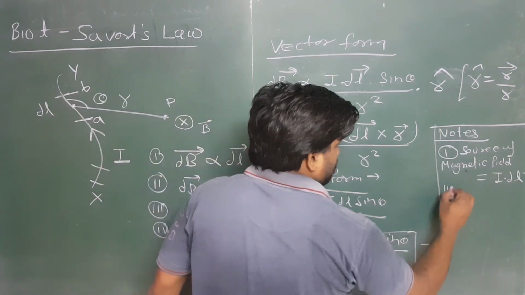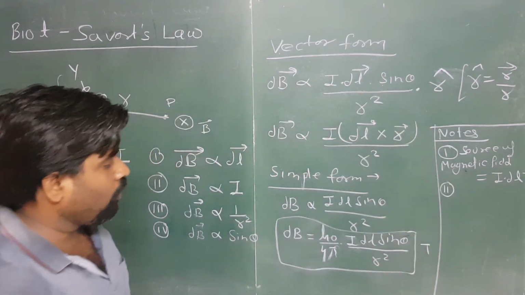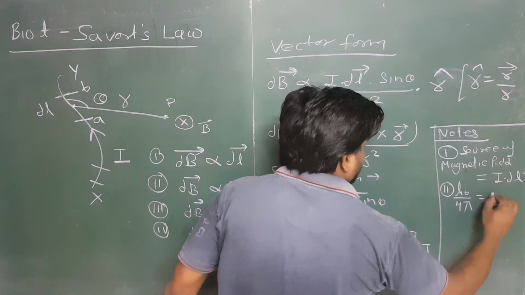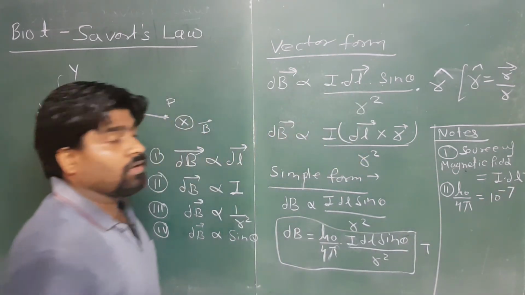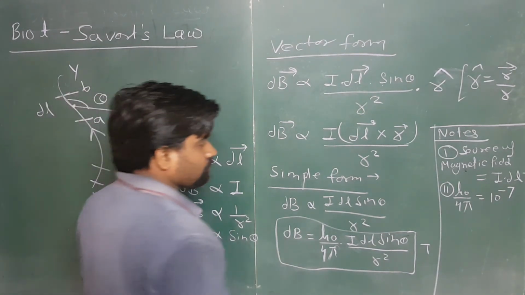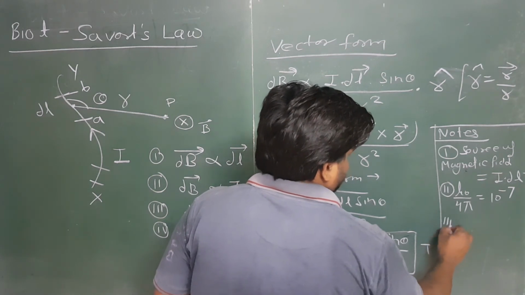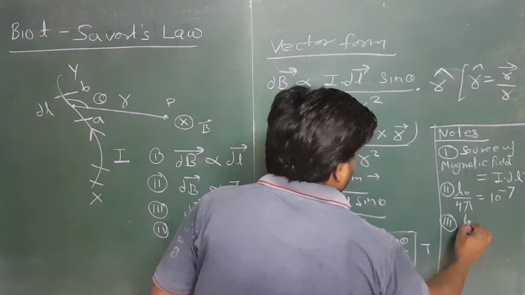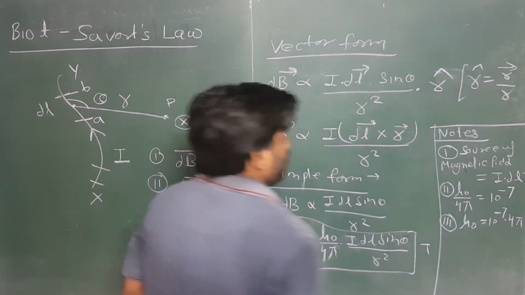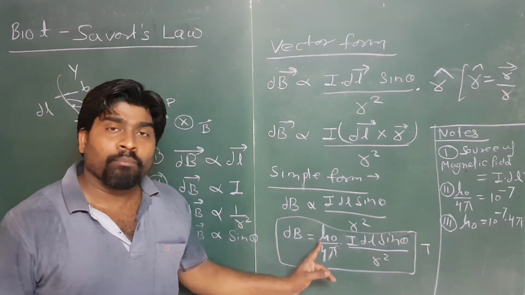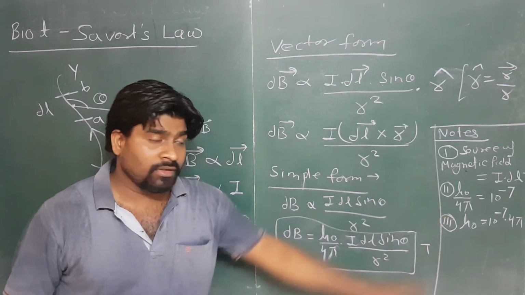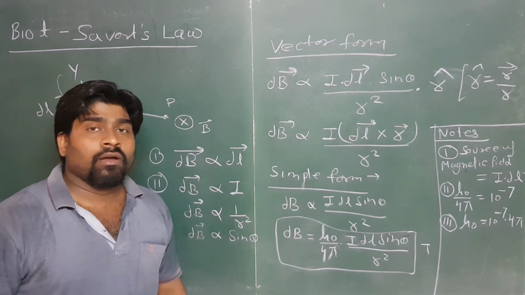Point number 2: mu 0 upon 4 pi has the value 10 to the power minus 7. And what is mu 0? It is known as the permeability of free space, right? Third point: mu 0 has the value 10 to the power minus 7 times 4 pi. In the book, you can see the unit and the value of mu naught. The value of mu naught is 4 pi times 10 to the power minus 7. Keep remembering this. Okay, so this is the Biot-Savart's law.